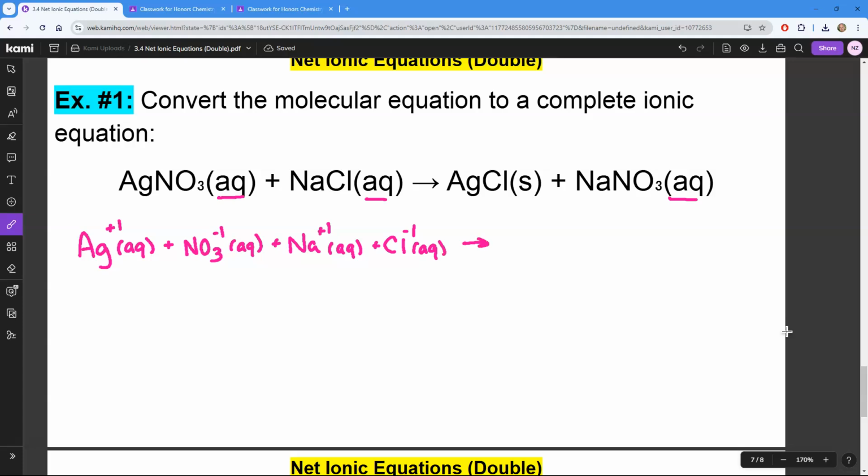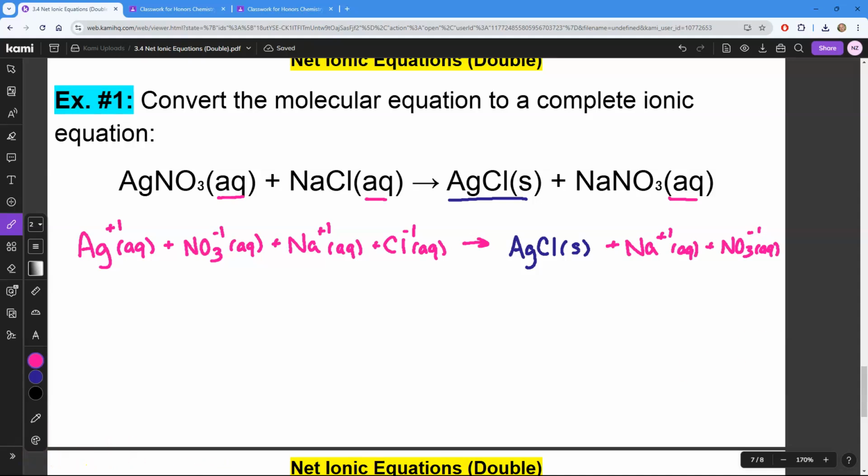Okay, now on the right side, our silver chloride is a solid. We just bring that down as is. We don't break it apart. And then we have sodium nitrate, so Na. Okay, so there is our complete ionic equation.